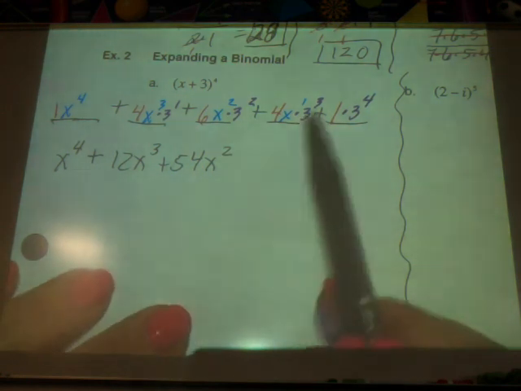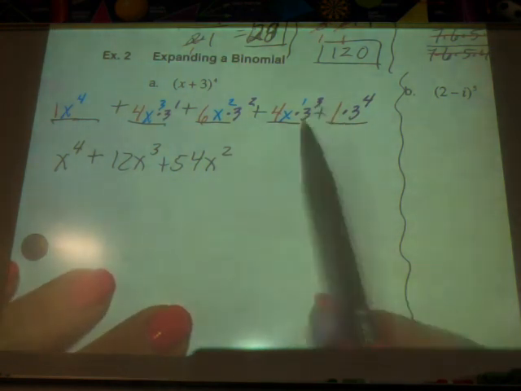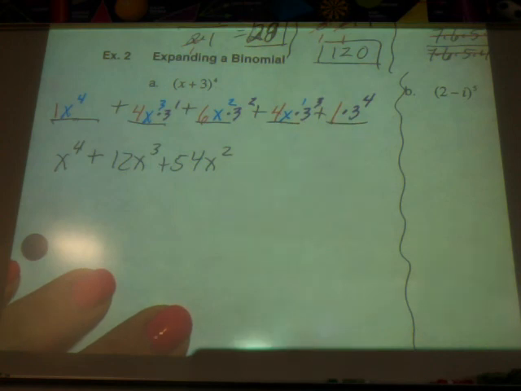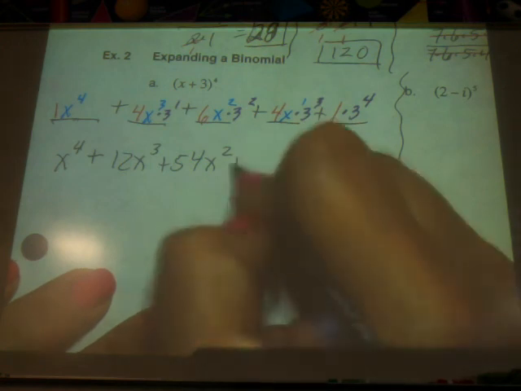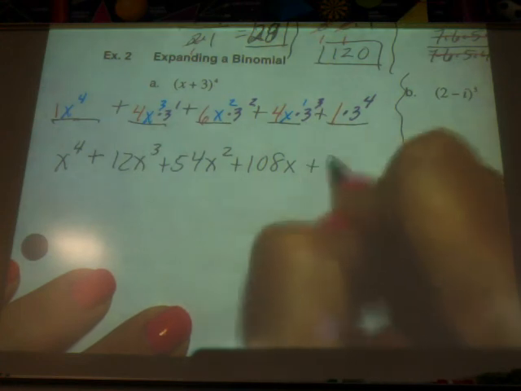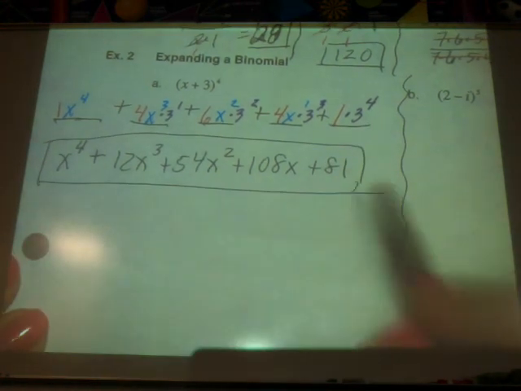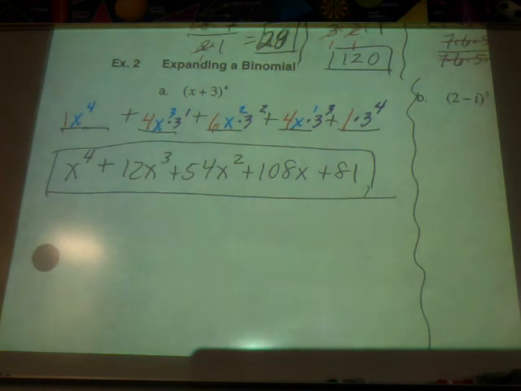And then what's 3 cubed? 27. 27 times 4 is 108x. And then what's 3 to the 4th? 81. So plus 81. We did all of that without that dreaded foiling or distributions, right? You see why I kind of like this? It saves you a lot of work.